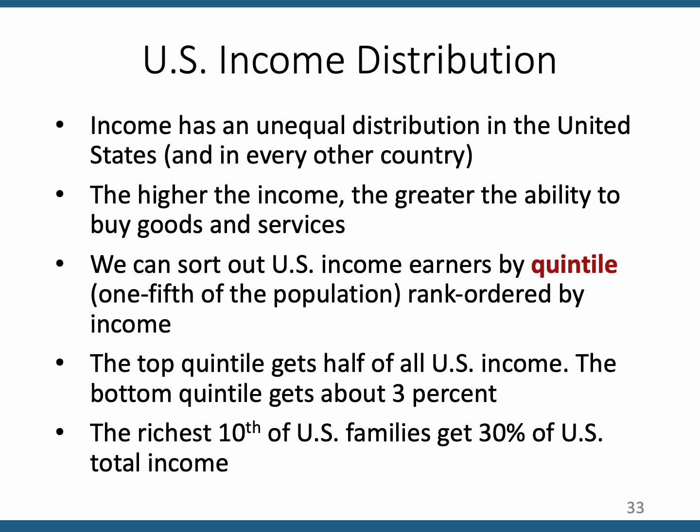But here are some overall measures. The top quintile in the U.S. gets half of all U.S. income. They're earning 50% of all income. The bottom quintile gets about 3%. The richest 10% of U.S. families get 30% of total income. Now, the U.S. economy has been criticized for having less well-distributed income than other economies similar to us, like in Europe or Japan. What that means is income is a little bit more concentrated among the top few percent of our citizens.